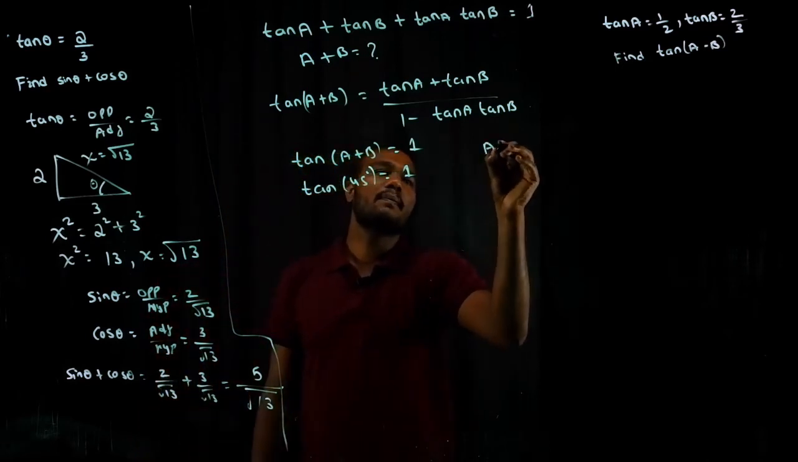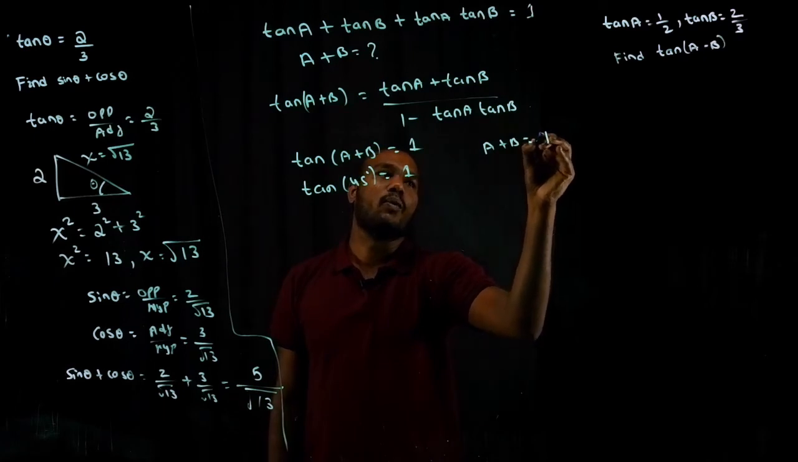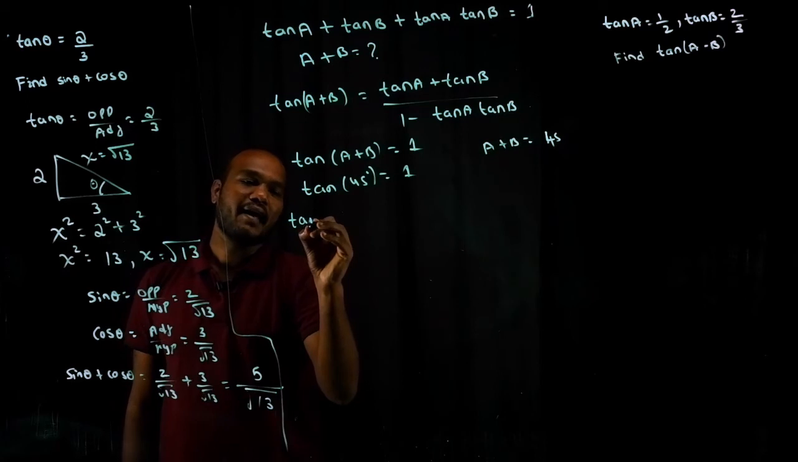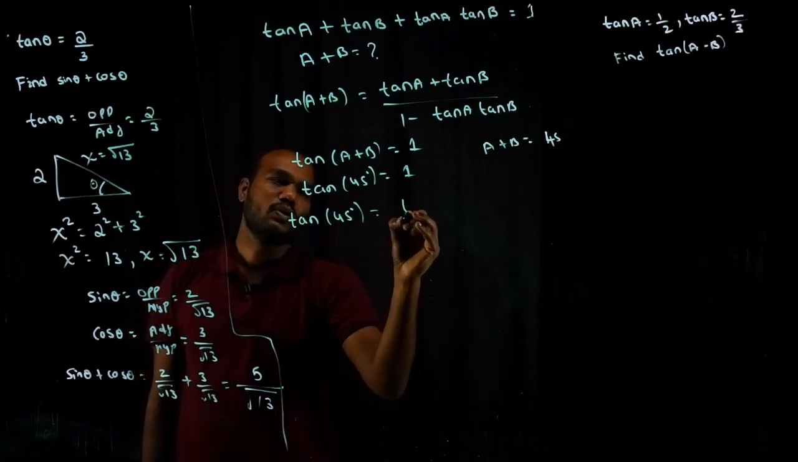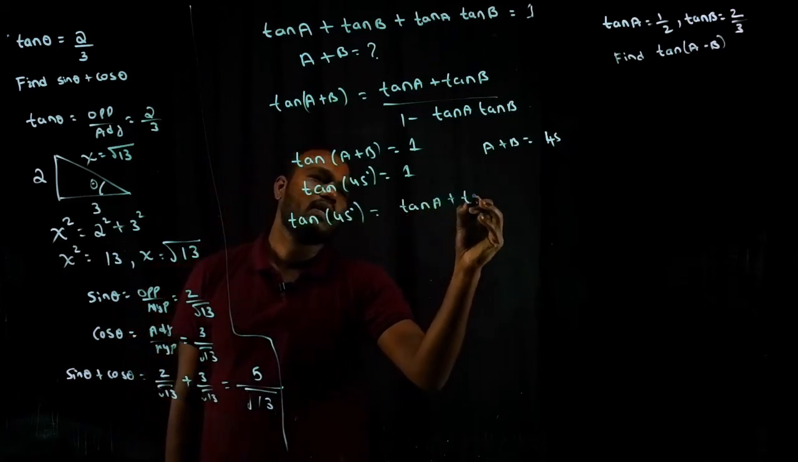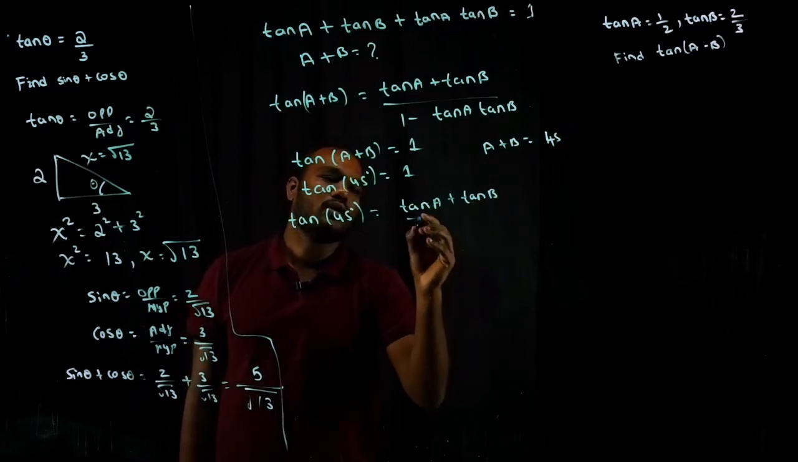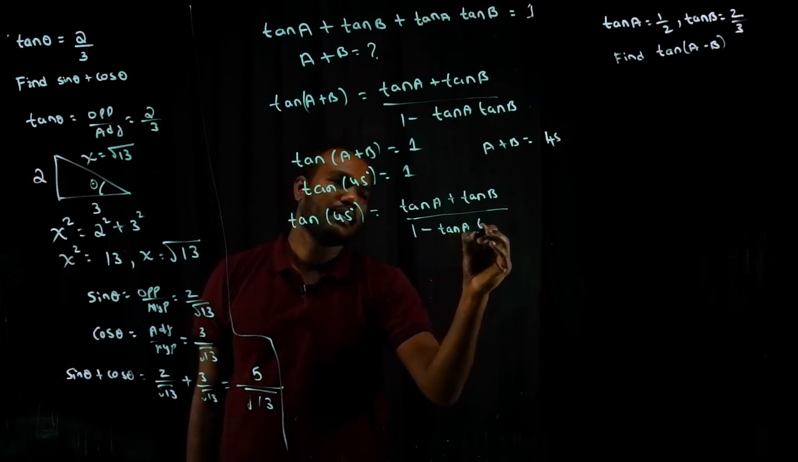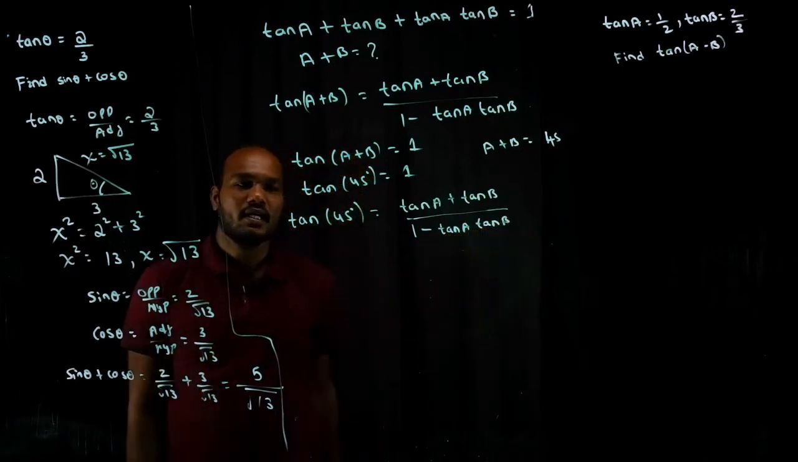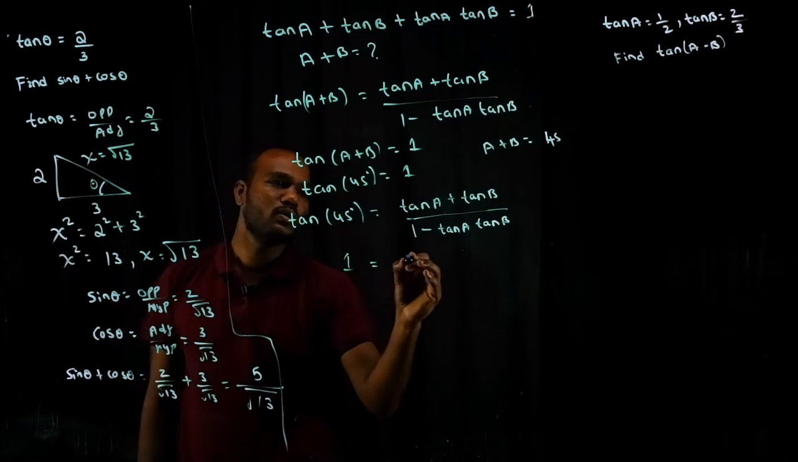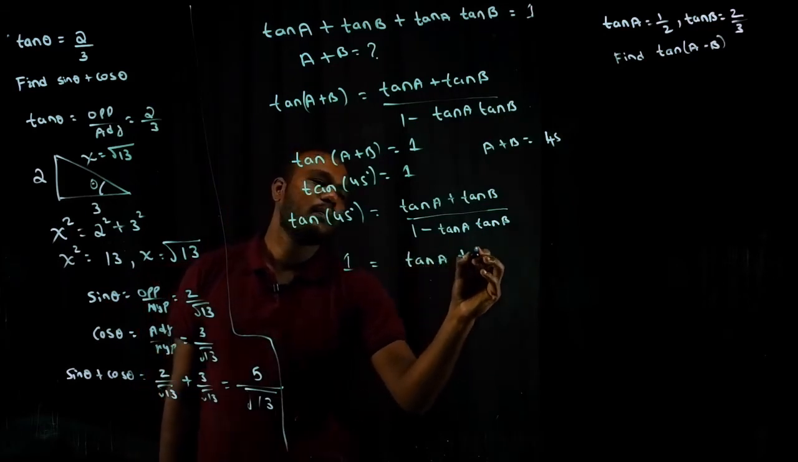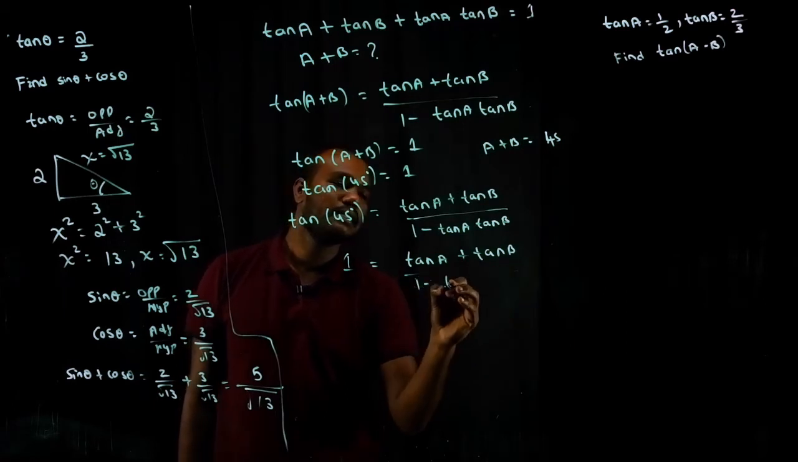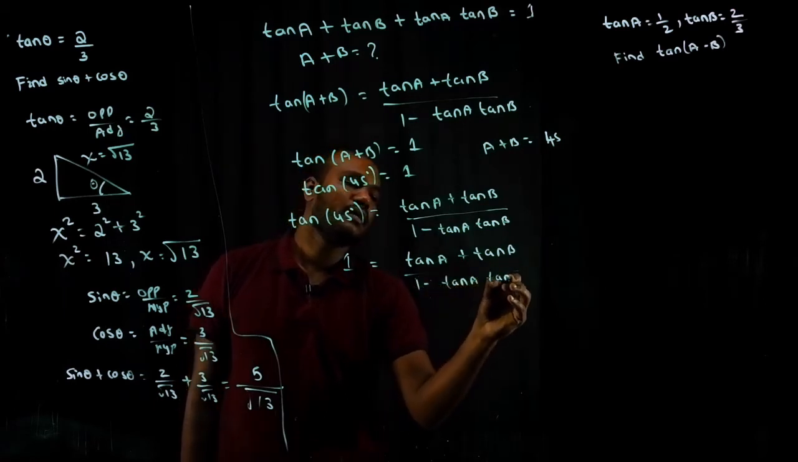So if I take A plus B value as 45 degree, so what will happen to the question? I'll take it as tan of 45 degree is equal to tan A plus tan B over 1 minus tan A tan B. Now tan 45 is how much? 1 is equal to tan A plus tan B over 1 minus tan A tan B.